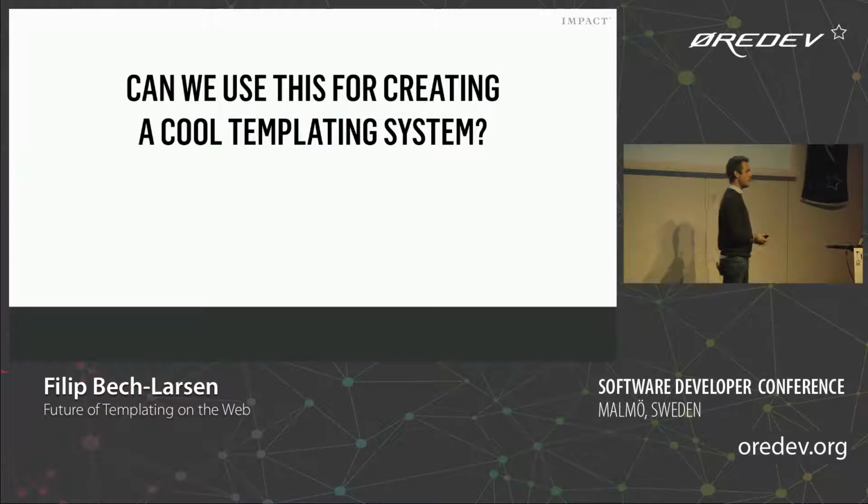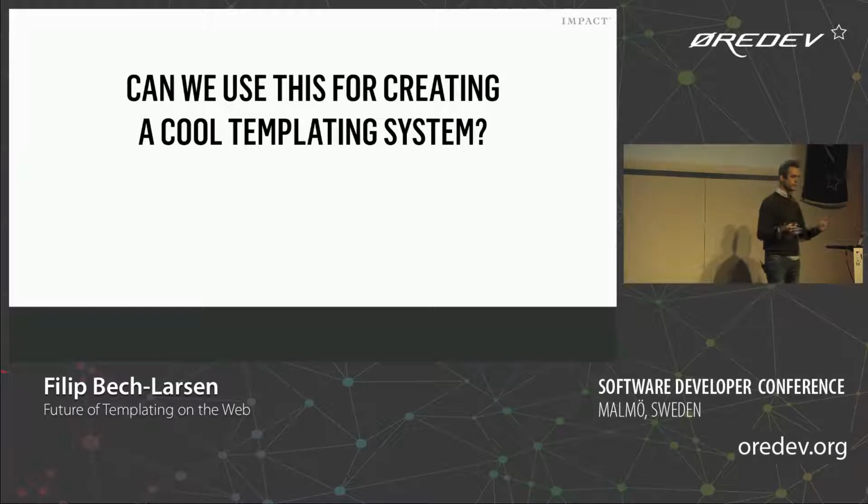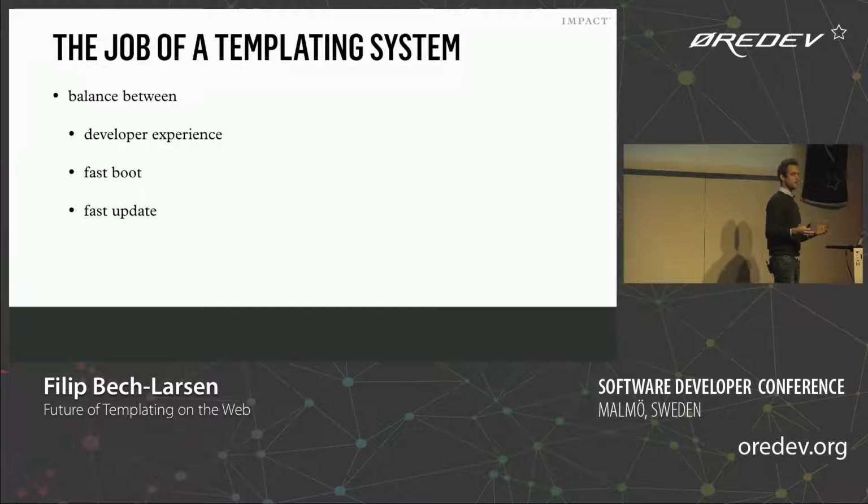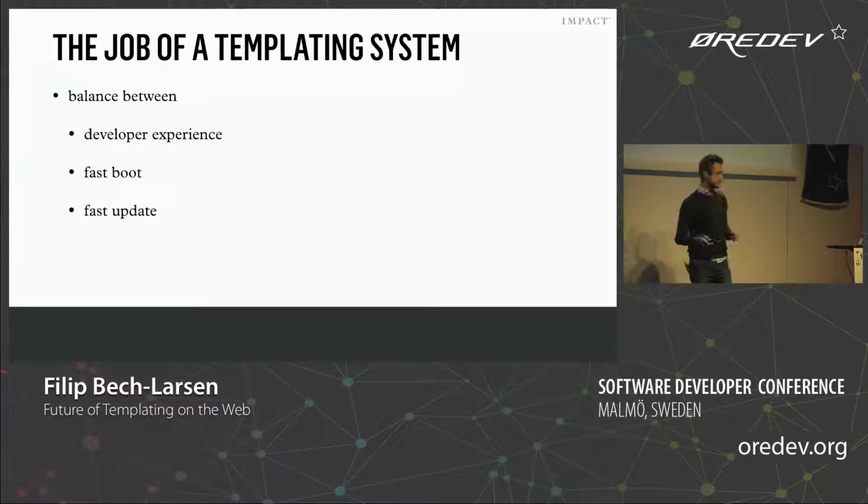So I thought to myself, maybe we can use these two features to create a cool templating system that's very close and very native-like, and so we can make it very small and very efficient and all that cool stuff. So again, let's start here. We want to have something that's good for the developer and good for the user. So we want it to be fast, both to update and to boot.